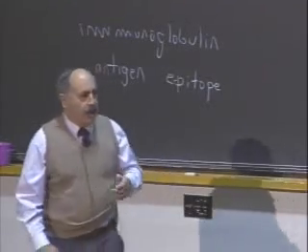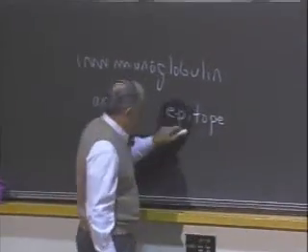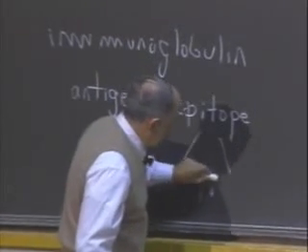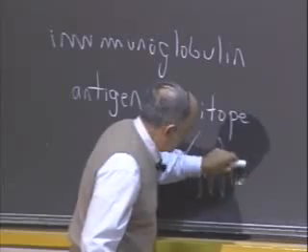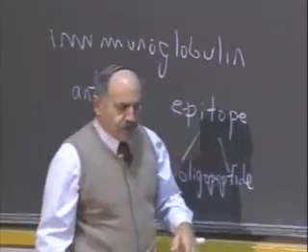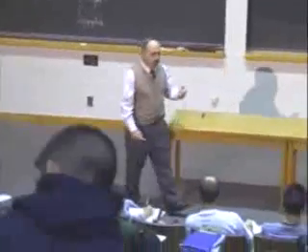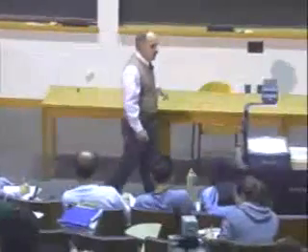An epitope, from the point of view of a protein, is an oligopeptide. So a stretch of amino acids of maybe 10 or 12 or 15 amino acids forms an epitope, and therefore you can imagine there are multiple epitopes on the surface of a protein.